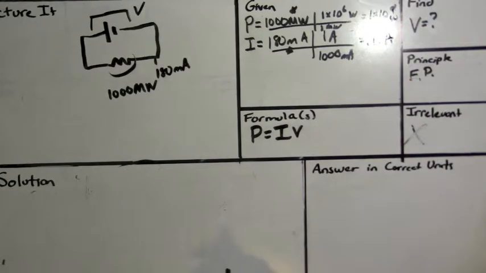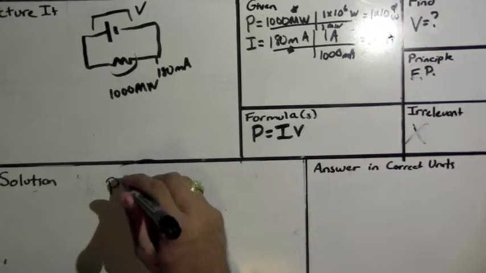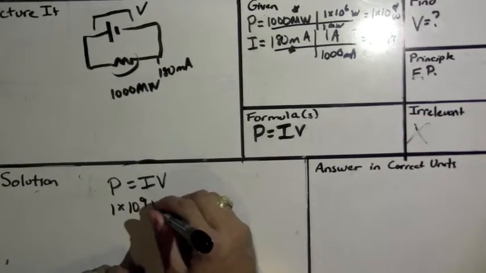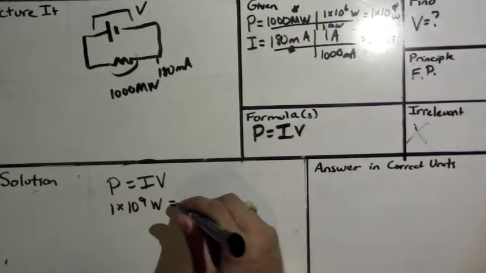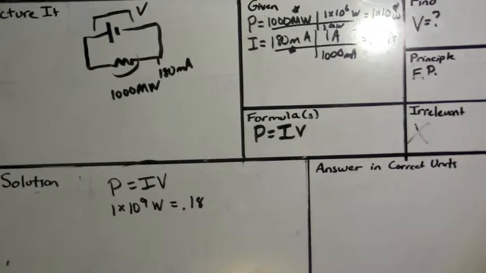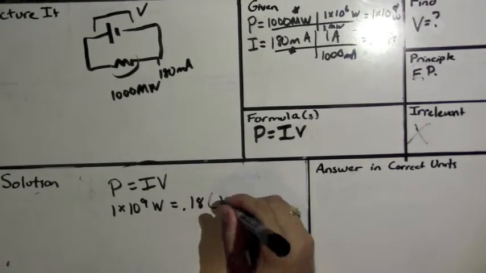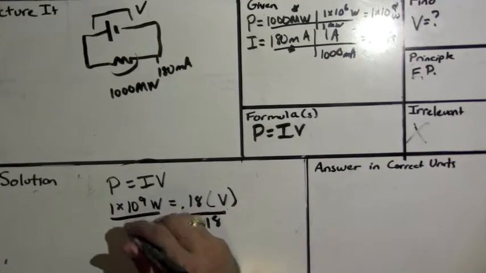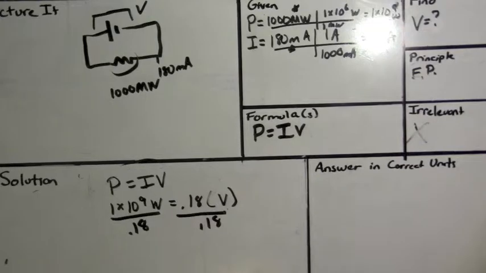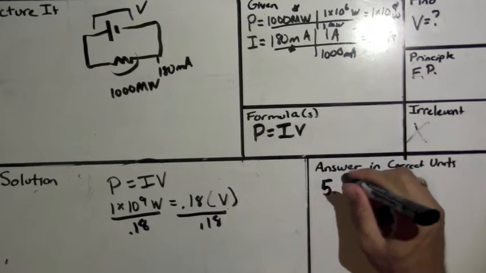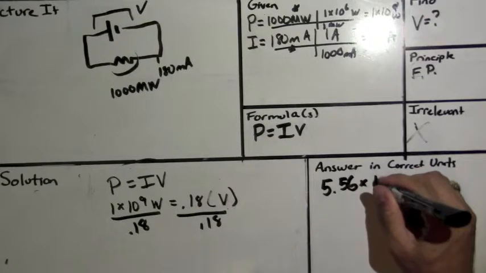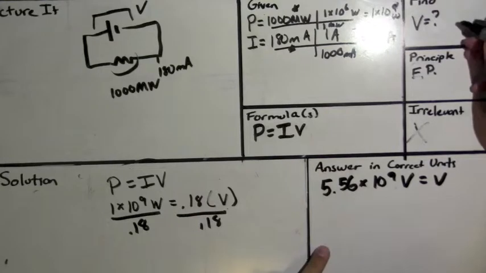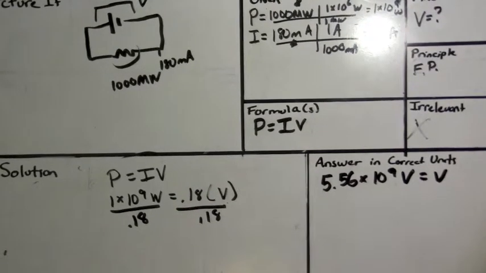We can now use the formula P equals IV, where P is 1 times 10 to the 9th, or 1 billion watts, and our current is 0.18 amps times our voltage. Divide both sides by 0.18, and we get 5.56 times 10 to the 9th volts. Okay, we get volts, which is V, which is what we were trying to find. So we can say that our answer does match what we were trying to find.